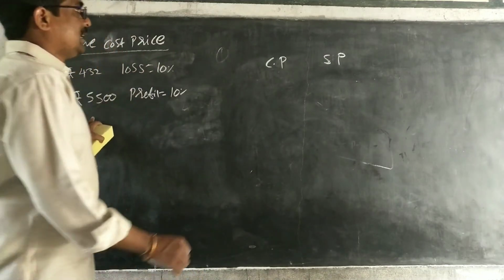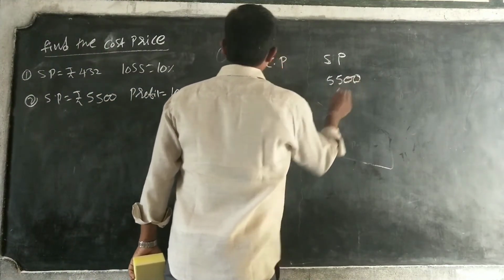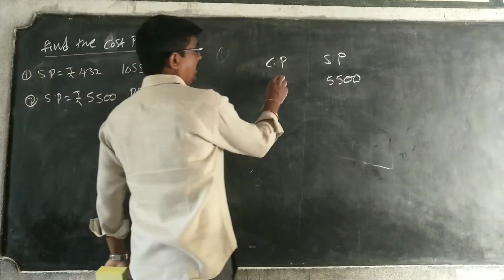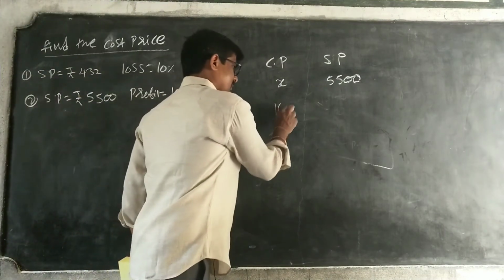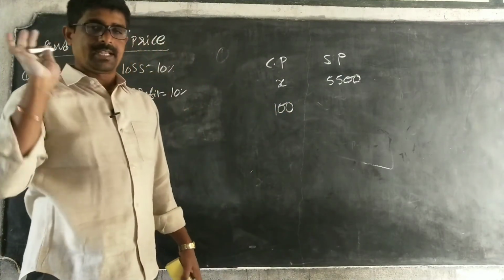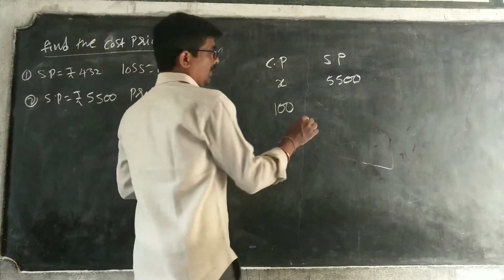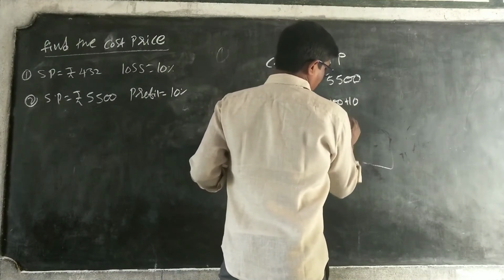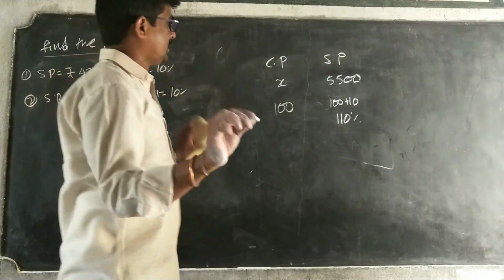What is the selling price? Selling price is 5,500. We have to find the cost price. I am assuming it is x. So cost price is always 100%. Blindly keep this in your mind. Profit means you have to add. That is 100 plus 10, which is equal to 110%. Simply do cross multiplication.